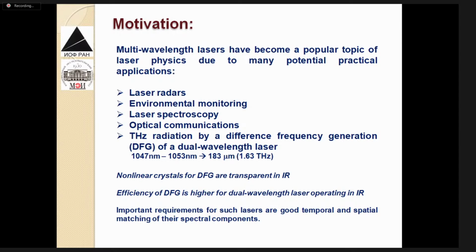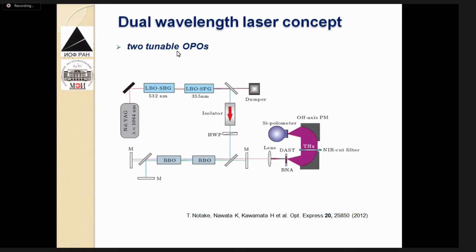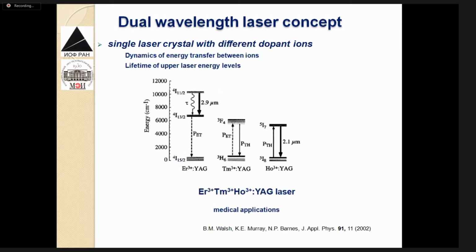If we discuss the dual wavelength laser concept, there can be different possibilities to produce this dual wavelength radiation. It can be a fixed laser and a tunable optical parametric oscillator, and you can mix them and get dual wavelengths. There can also be two tunable OPOs. They can also provide a rather broad range of dual wavelengths.